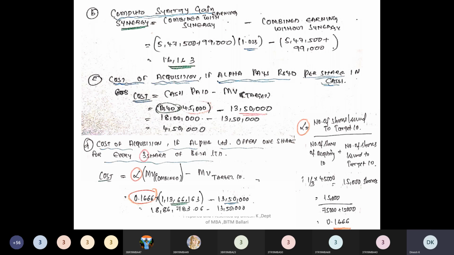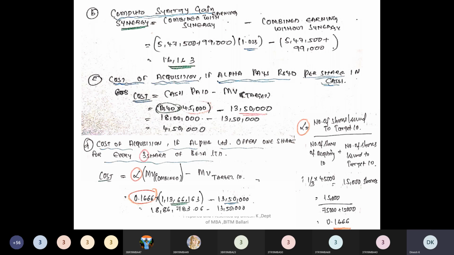What is this alpha value? How do you calculate this alpha value? Look here, the alpha value formula is given here. So alpha is equal to the number of shares issued to the target firm, right? How many shares are you issuing to the target firm, divided by the total number of shares of the target firm. What is the total number of shares of a target firm? How many shares are there for a target firm?